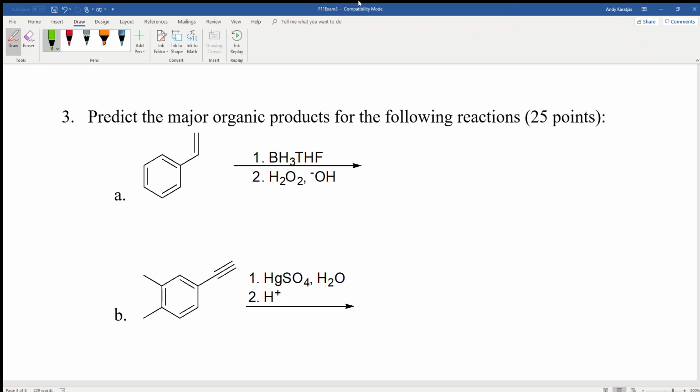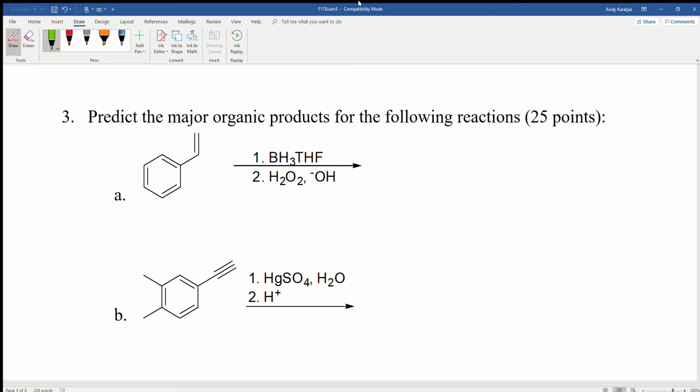Question 3 is the first time on an exam that we've run into a series of questions where we have to predict the products from a series of reactions. Now, as we go forward in this course, as well as into Organic 2, this is something that we should expect we're going to see on every exam going forward.